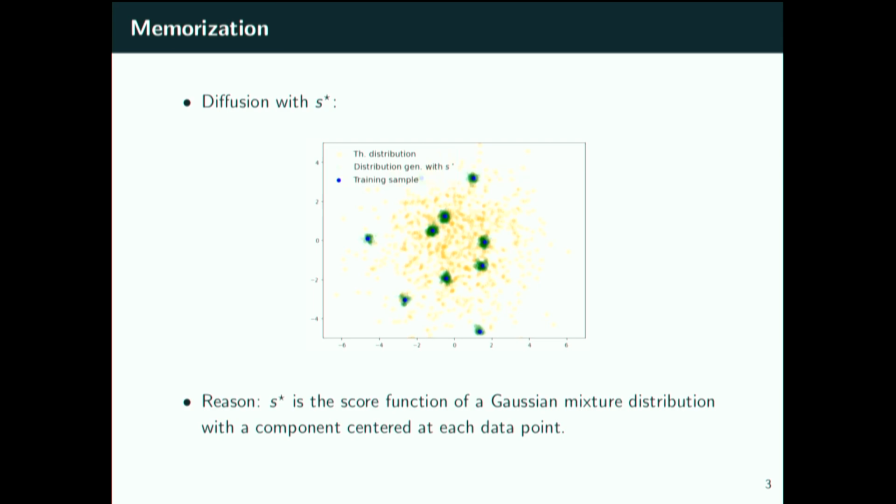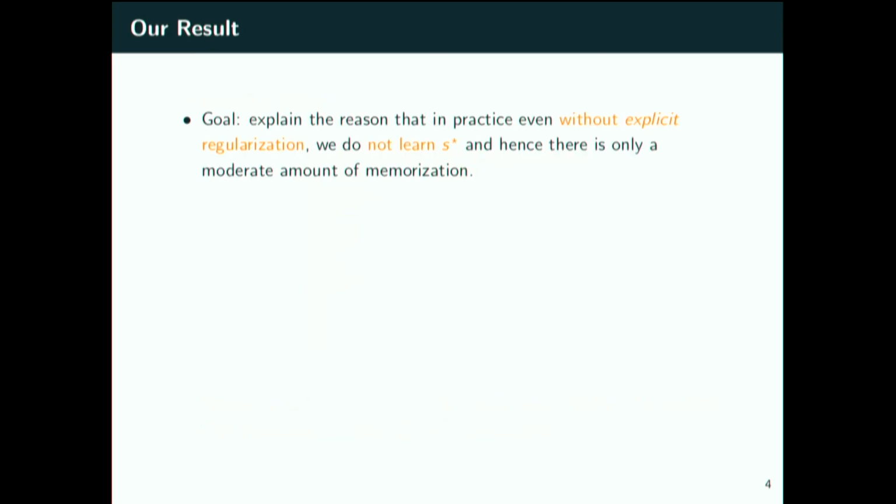The reason this happens is that s star is the score function of a Gaussian mixture distribution with a component centered at each data point. So our goal is to explain why, in practice, even without explicit regularization, we do not learn s star, and there's only a moderate amount of memorization.